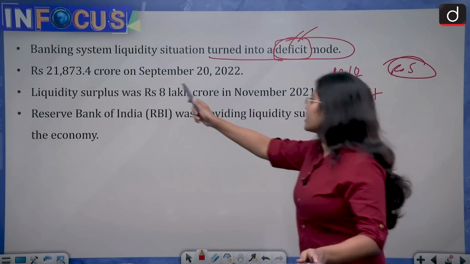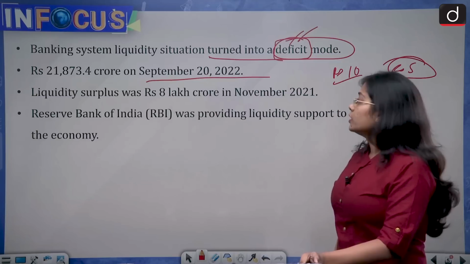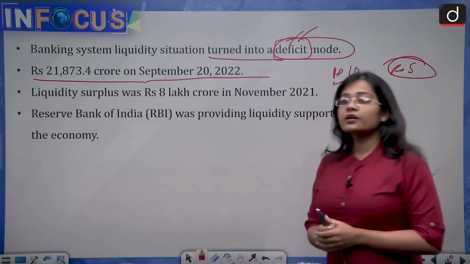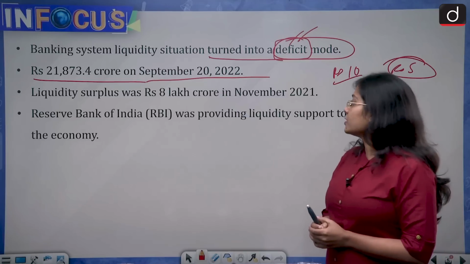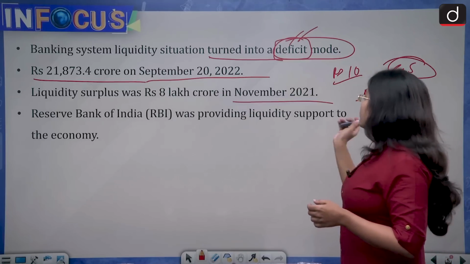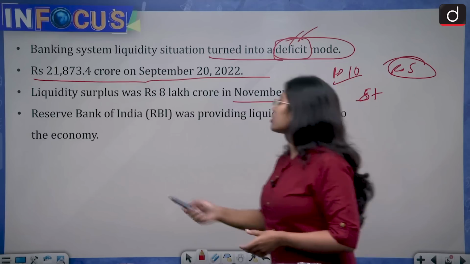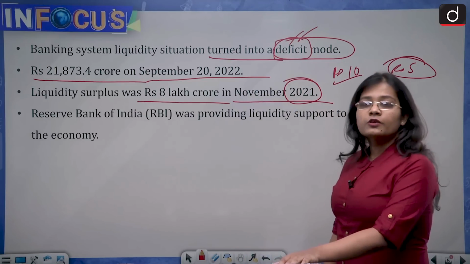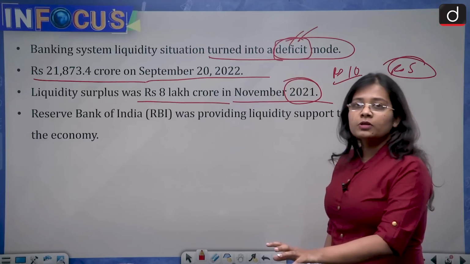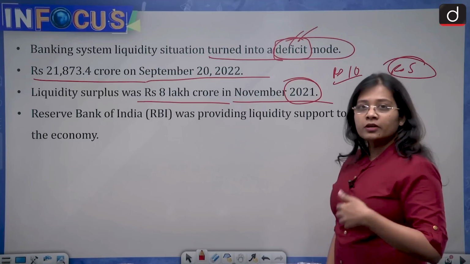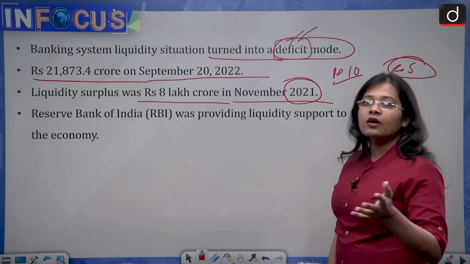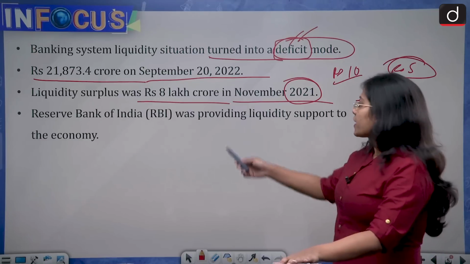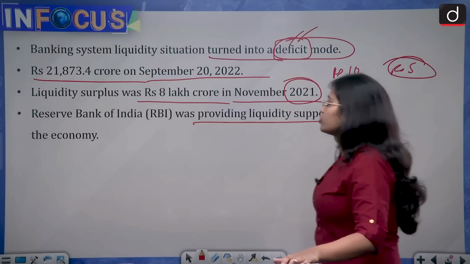So what we have seen is that in September 2022, a deficit of 21,873 crore rupees can be seen. While on the other hand, in November 2021, it was seen that the liquidity surplus was of 8 lakh crore rupees, because at this point of time, the RBI was pumping money into the economy to bring it back on track after COVID, and the COVID recovery was going on. So the Reserve Bank of India was providing liquidity support to the economy.